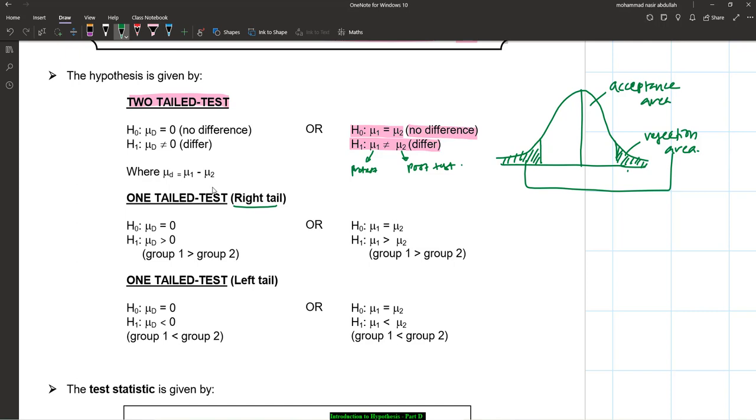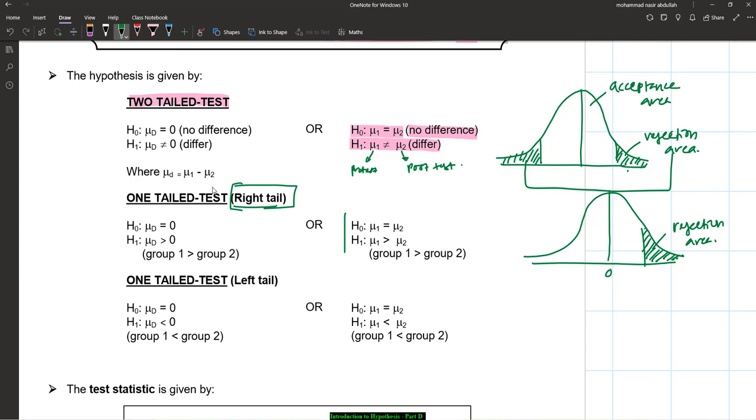So for the one tail test, this is for right tail. For right tail, the distribution will look like this on the right hand side. Right, I think I already mentioned this before in a previous topic also, right? So this is a rejection area. The rejection area is on the right hand side. The null hypothesis is the same as the two-tail test, which is there is no difference. But the difference is in the alternative hypothesis, where mu1 or group number 1 is more than group number 2.